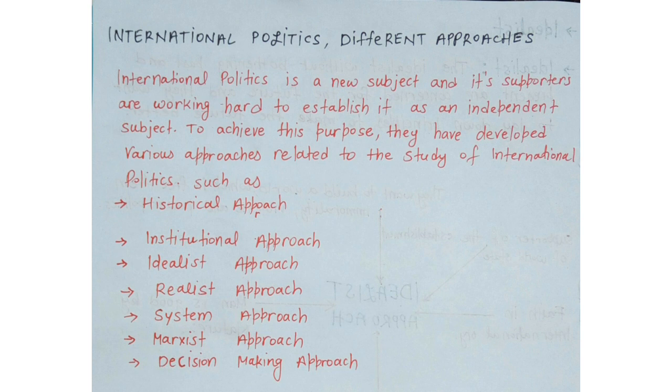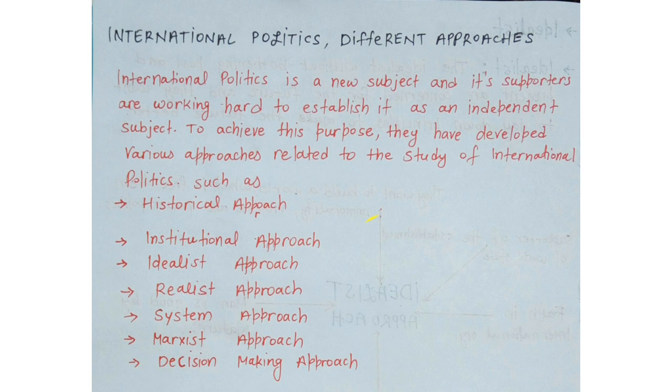Among them, here is the historical approach. Well, how to study international politics according to the historical approach? It's very simple, and it's clear from the name itself. The thinkers who believe in the historical approach emphasize the study of history. Historical development plays a very key role. If you have good knowledge about historical development, you can easily understand the current ongoing political situation of a country. So the historical approach is very simple, as we discussed.